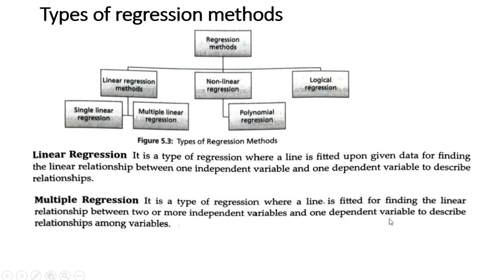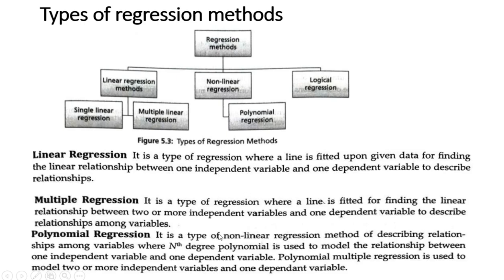So that is multiple regression. But the relationship between both are linear only because both come under linear regressions. The third one is polynomial regression. As the word itself says, polynomial, it comes under non-linear. Here we are describing the relationship among the variables where the nth degree polynomial is used to model the relationship between one independent variable and one dependent variable. So if I just say polynomial regression, it means you have just one independent variable and one dependent variable.